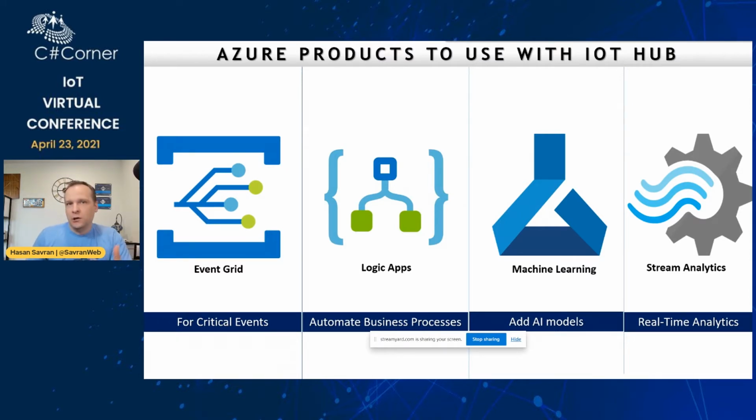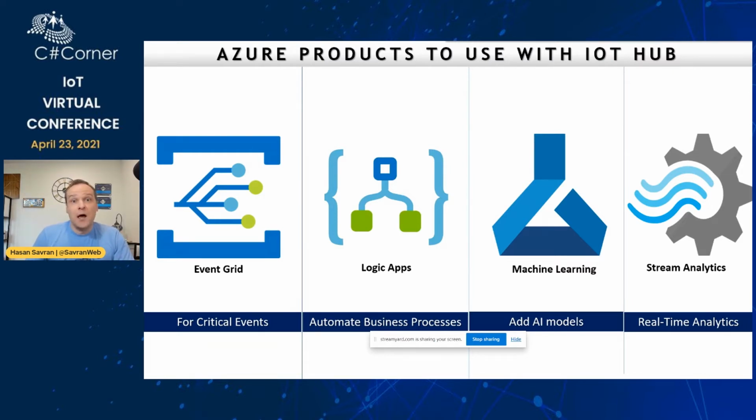You can do machine learning from the messages. You can process them and maybe send data back to your device. Or you can do stream analytics. You might have a lot of IoT devices and you want to analyze that data as soon as possible. Then Stream Analytics is going to give you real-time analytics.